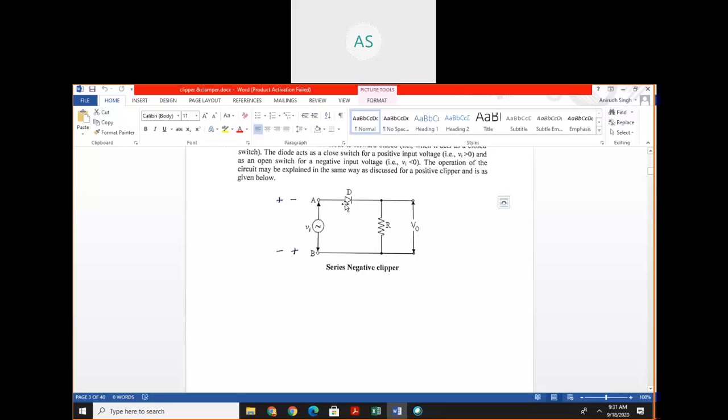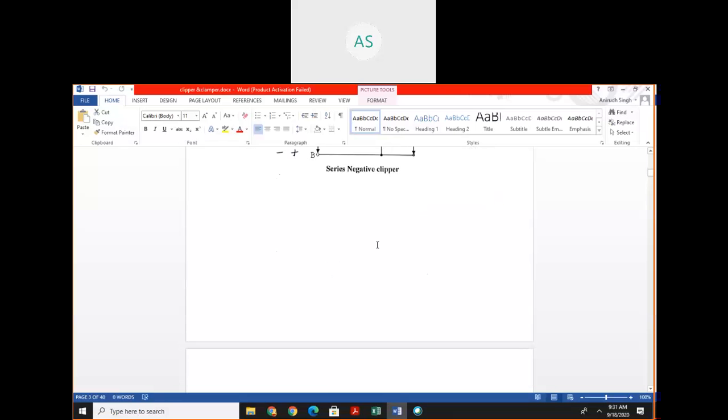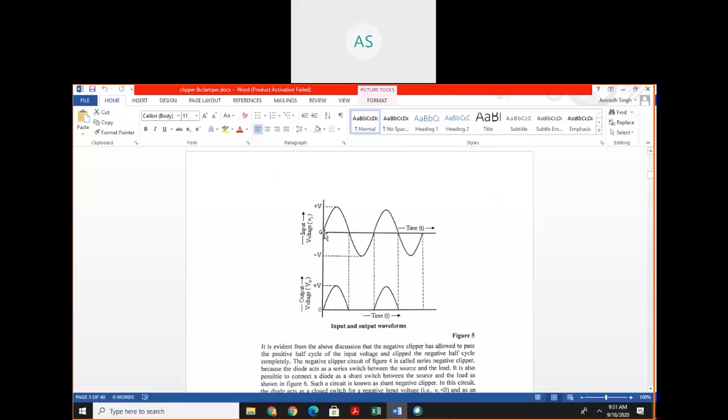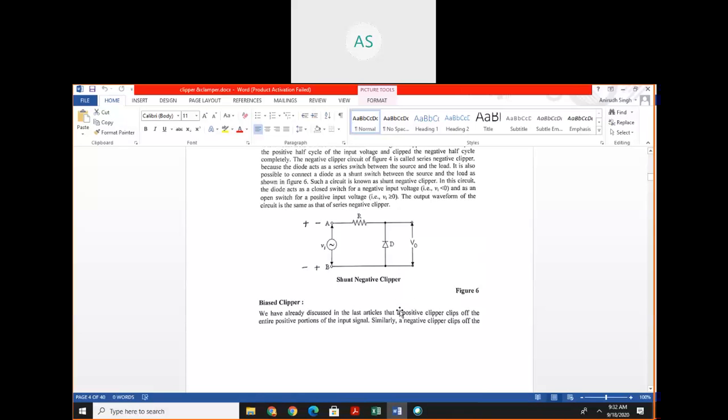For the negative half cycle, the negative terminal is connected to the anode, and the positive terminal is connected to the cathode. It means that this diode is reverse biased, acts as an open circuit, and we get zero output voltage. This is the waveform of the input signal, and we get the output signal like this. In this output signal, the negative part is clipped off or removed.